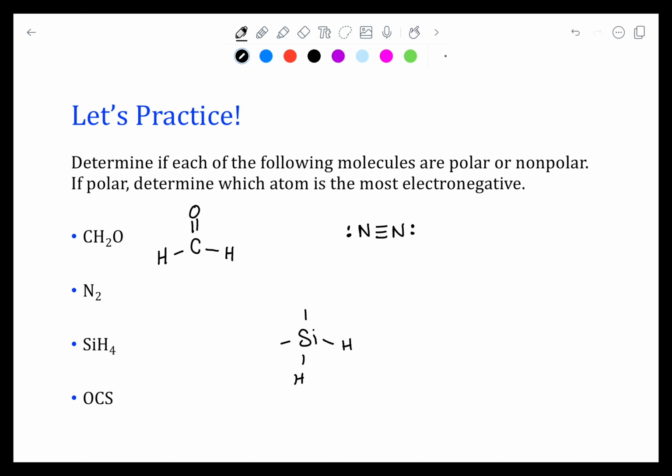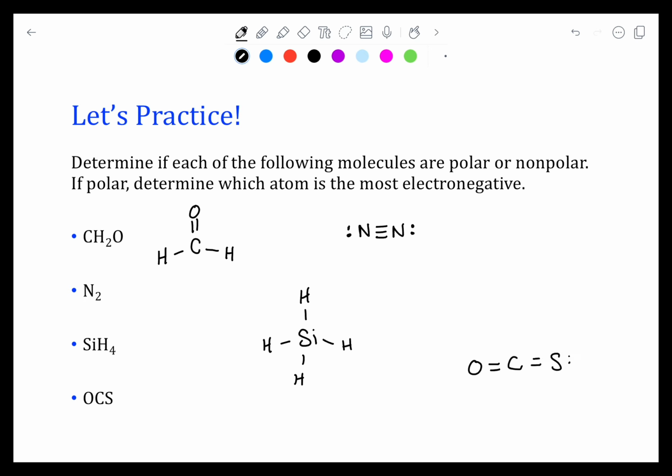Again, I'm trying to draw these with semi-accurate looking structures, so they kind of look more like our geometries rather than a 90-degree Lewis structure. And then we have OCS, which we've drawn in the past, and that is oxygen with a double bonded carbon with a double bonded sulfur.